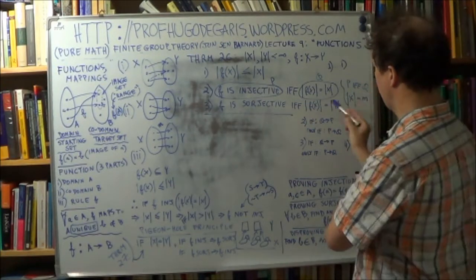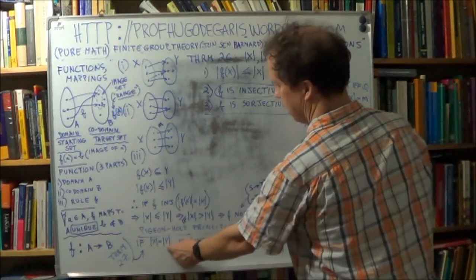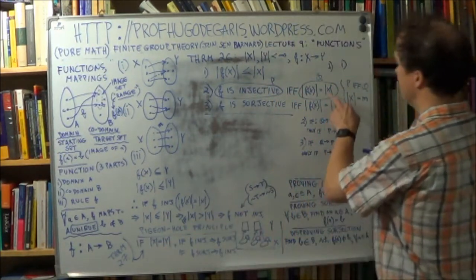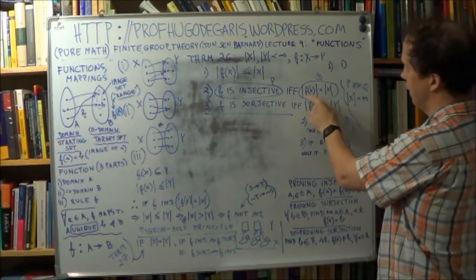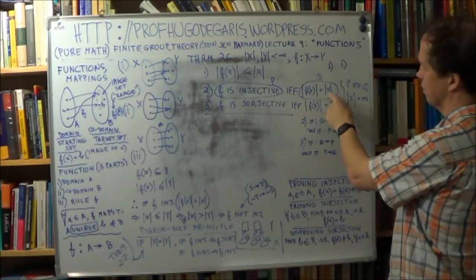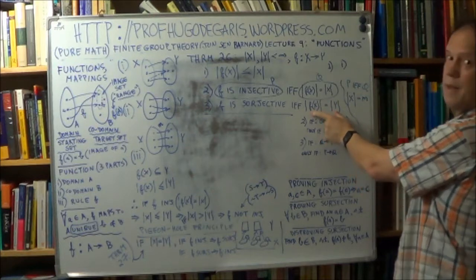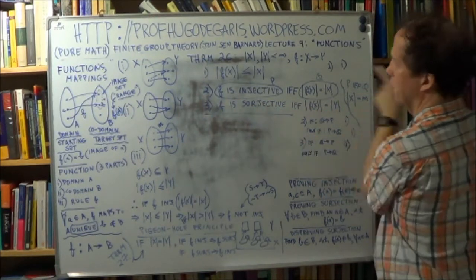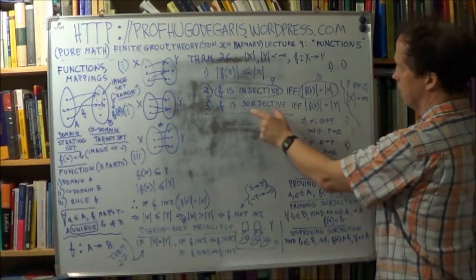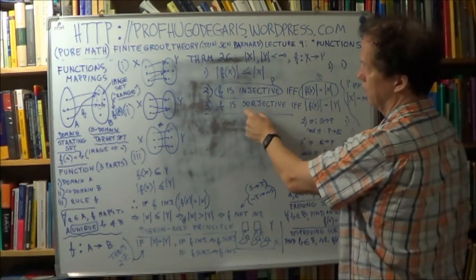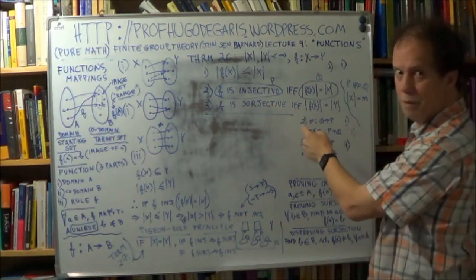Okay, but look, X is Y. The size of X is the size of Y. So I can put size of Y here. Okay? So I've now got the size of f is the size of Y, which is this. Now, part 3 is both directions, right? It's an if and only if. So if that's true, this is true. Therefore, f is surjective.